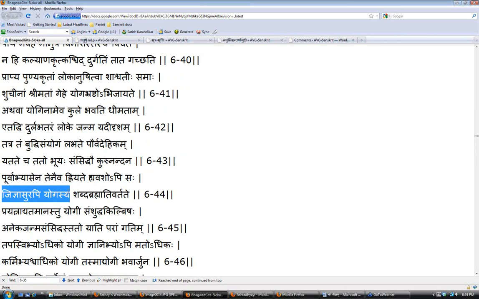Jidnyasurapi yogasya shabda brahmati vartate. Maybe 2365 is mandatory, but 2369 may not be mandatory. Yeah, what I'm saying is that 2365 is mandatory. The Shesha Nivrittam is correct. Shesha is stopped. You're correct. So Kalpesh's point is good. 2365 is not only Shesha, it is a mandatory operation.